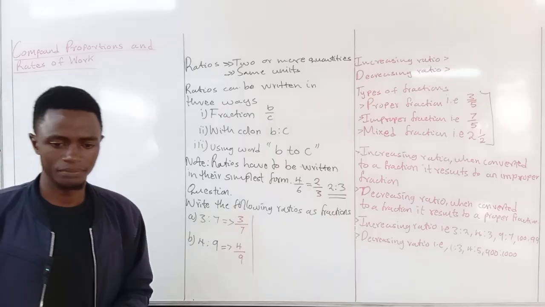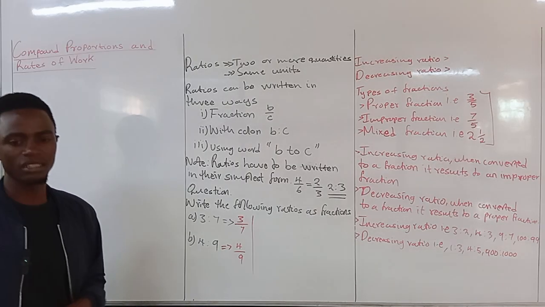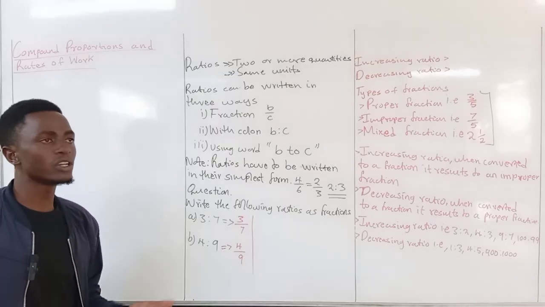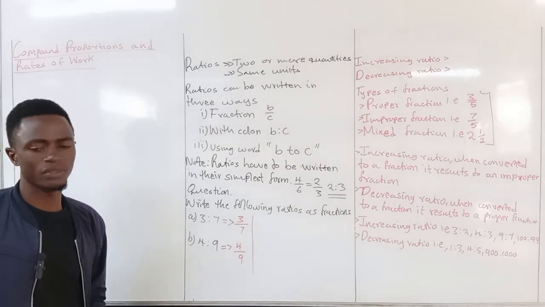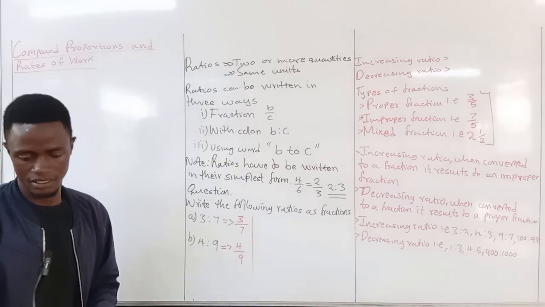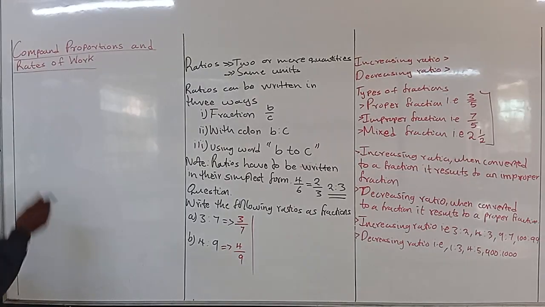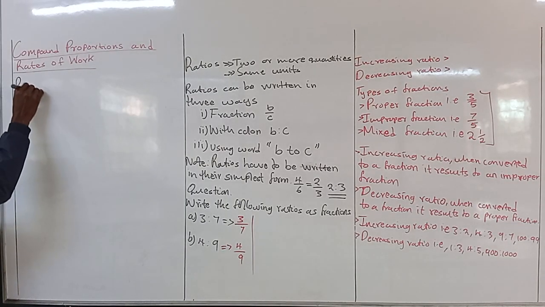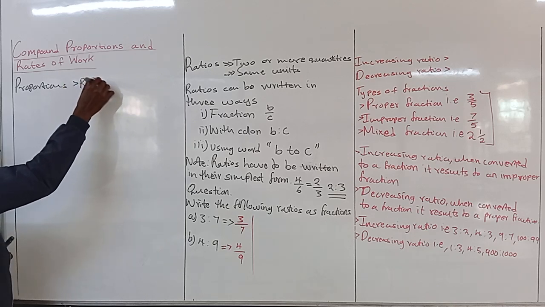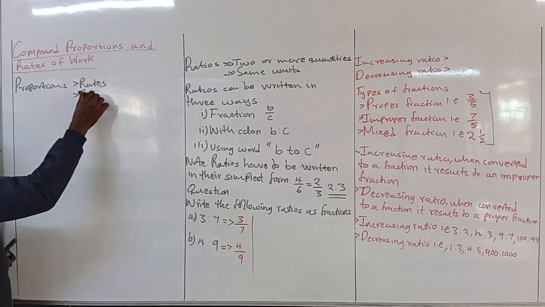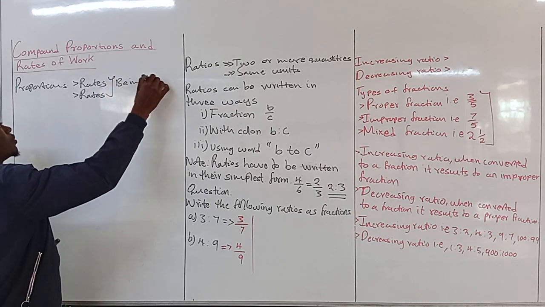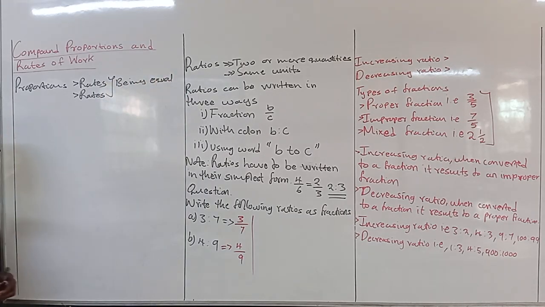So in this case, a proportion is an equation stating that two ratios or rates are equal. So if two ratios or two rates are equal, then it means that we have to connect. So in proportions, we are talking about rates and ratios being equal. That is the concept for grade 8.